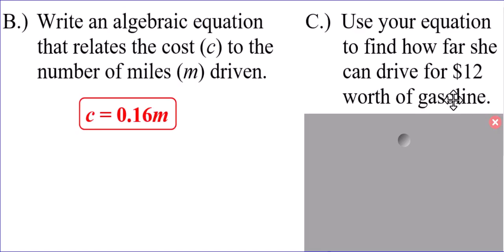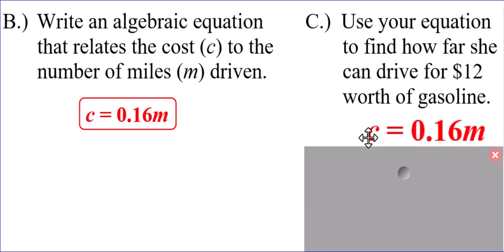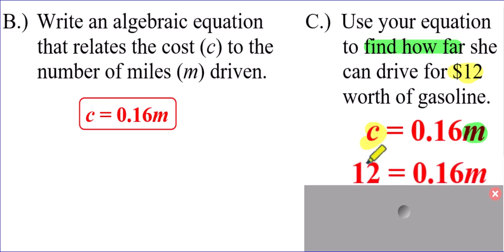Part C, use your equation. So the first thing you should have done is rewrote the equation from part B. Now, what are we trying to find? We're trying to find how far she can drive. How far is the miles? The $12 is the cost. So did you put the $12 in for the cost? It's not 12 miles. So that doesn't go in for M, that goes in for C. If you already botched up part C and have the 12 at the wrong spot, hit pause, erase it, fix your work.